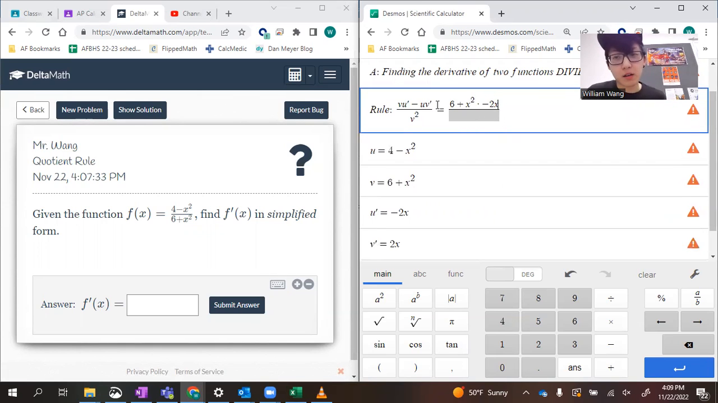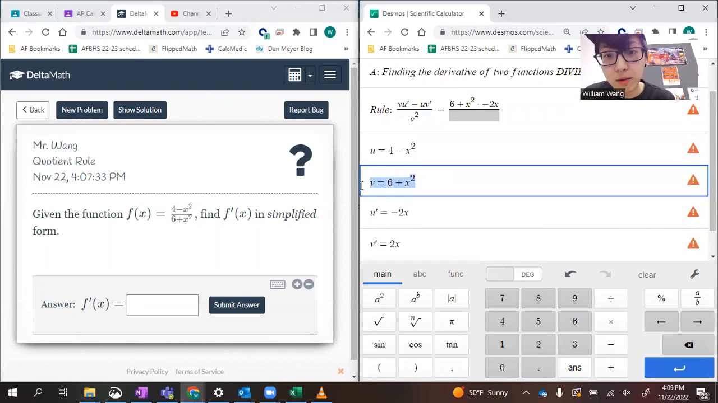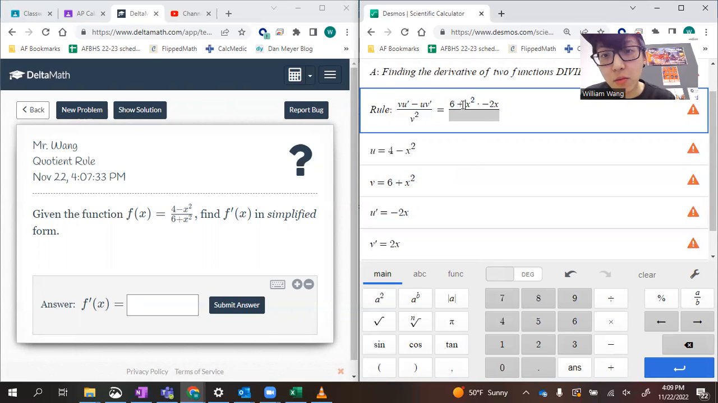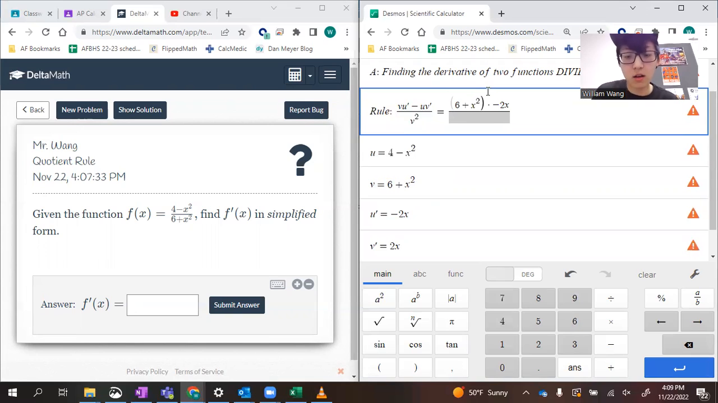What am I actually saying here? Well, via the rules of PEMDAS, I'm only doing x squared times negative 2x. This 6 gets left out, even though this 6 plus x squared is my v, and I'm supposed to multiply this by negative 2x. When I write it like this, I'm leaving out the 6. I'm only doing x squared times negative 2x. So it's very important I write this in parentheses times negative 2x. Excellent.